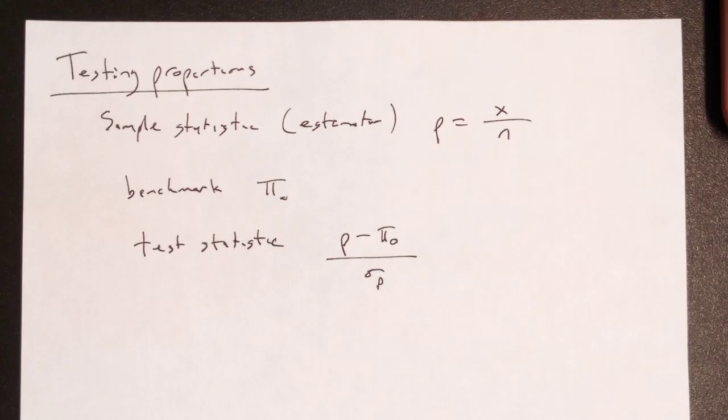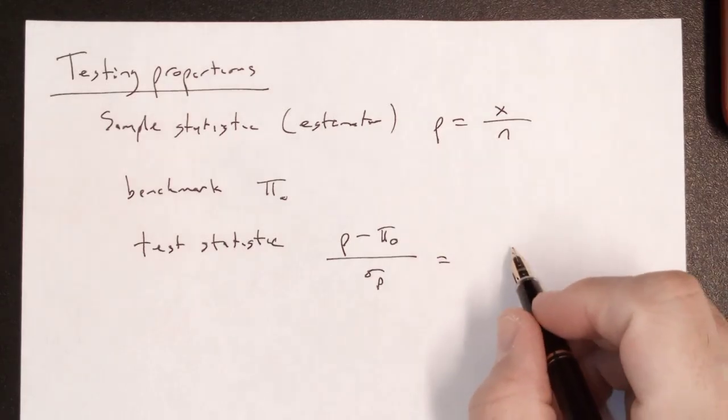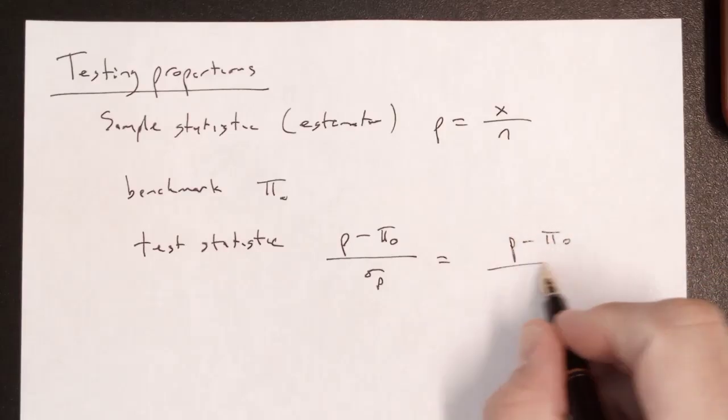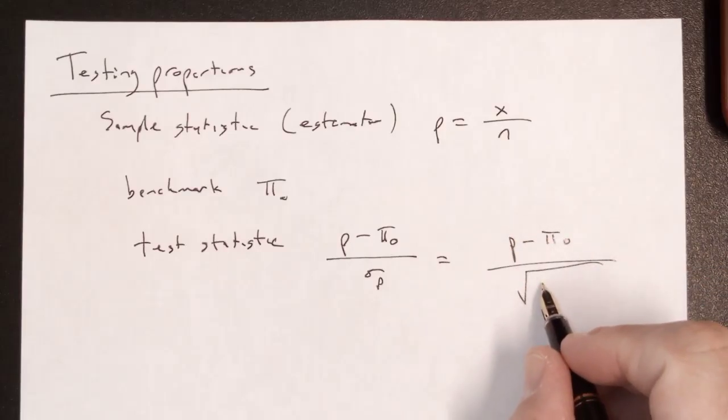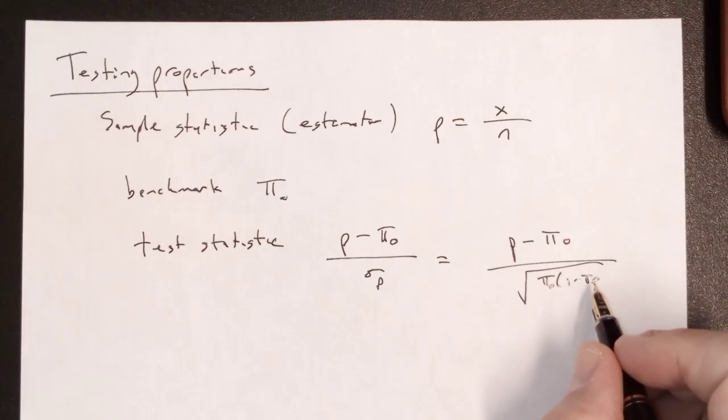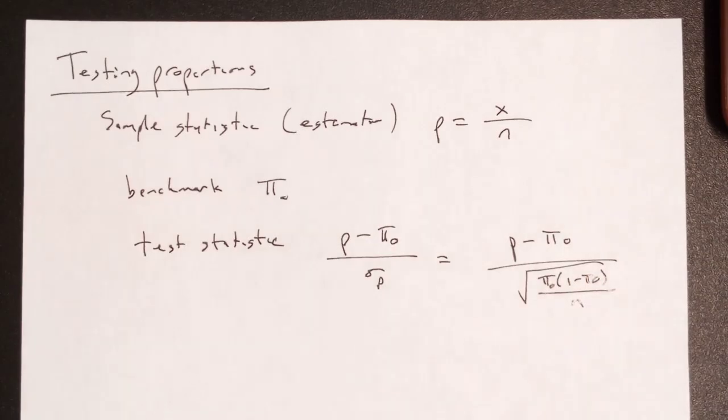So when I do proportions, this turns out to be p minus pi 0 over the square root of pi 0, 1 minus pi 0 over n. Notice this time the n is in the square root, because in the standard deviation, there's already an n in the square root. I divide the whole thing. The square root part cancels in the bottom. This is my test statistic, my calculated number.